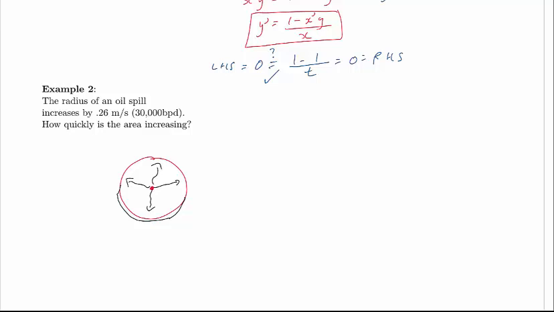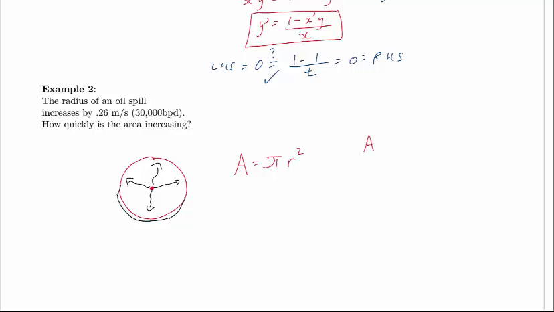So we want to know how quickly the area is increasing. So we want to know area, and we have a circle. What's the equation for the area of a circle? Well, it's simply area equals pi r squared, right? That's the area. So a few things to note.